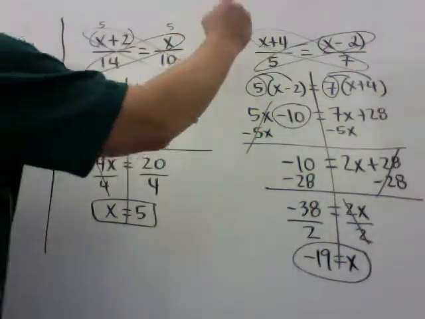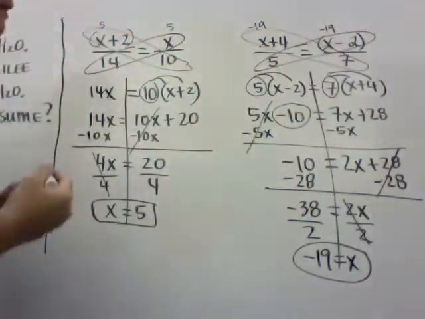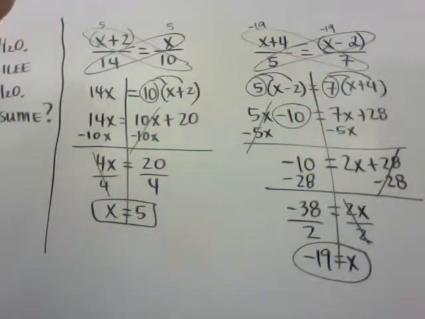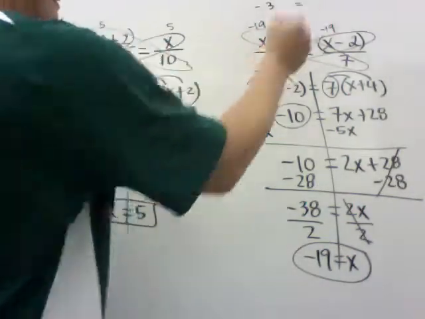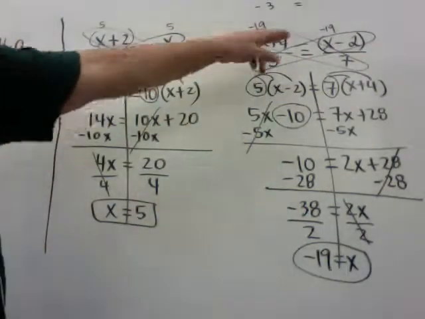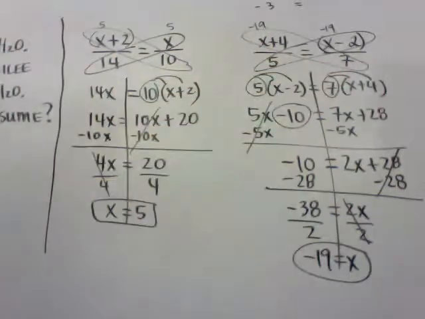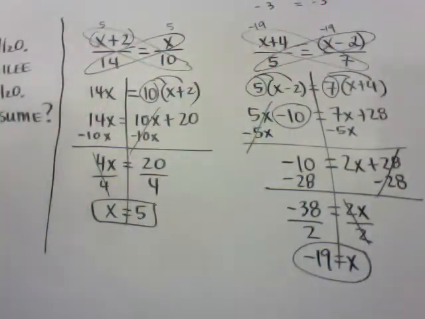Okay, so if I stick in a negative 19 up here, and if I stick a negative 19 in there, negative 19 plus 4 is equal to negative 15 divided by 5, so this side is equal to negative 3. And on the top, negative 19 minus 2 is negative 21 divided by 7. Negative 21 divided by 7 is negative 3. So it works out good.